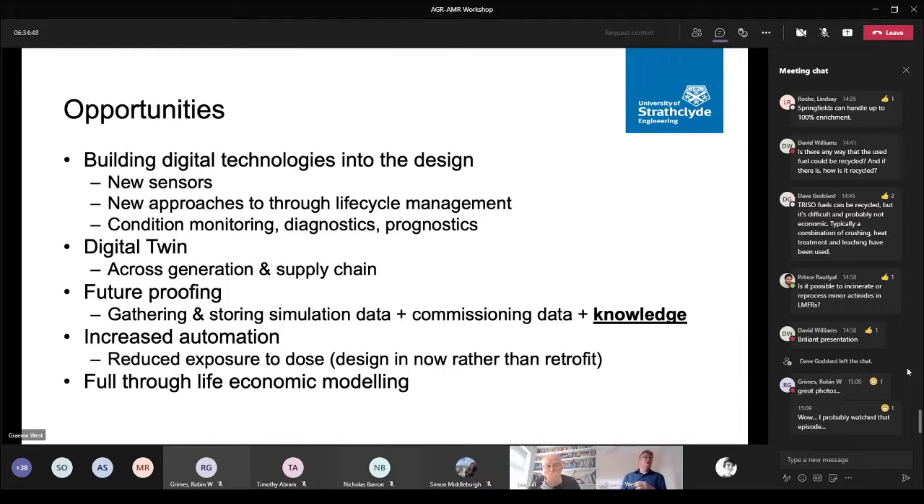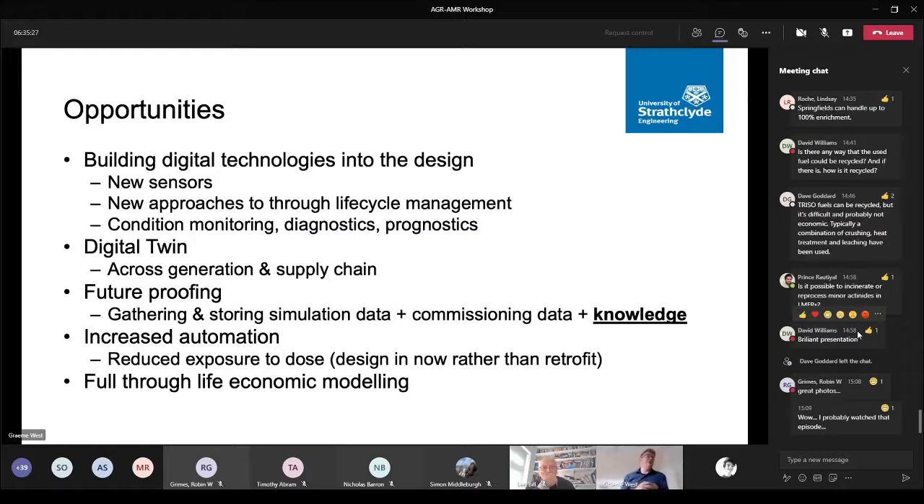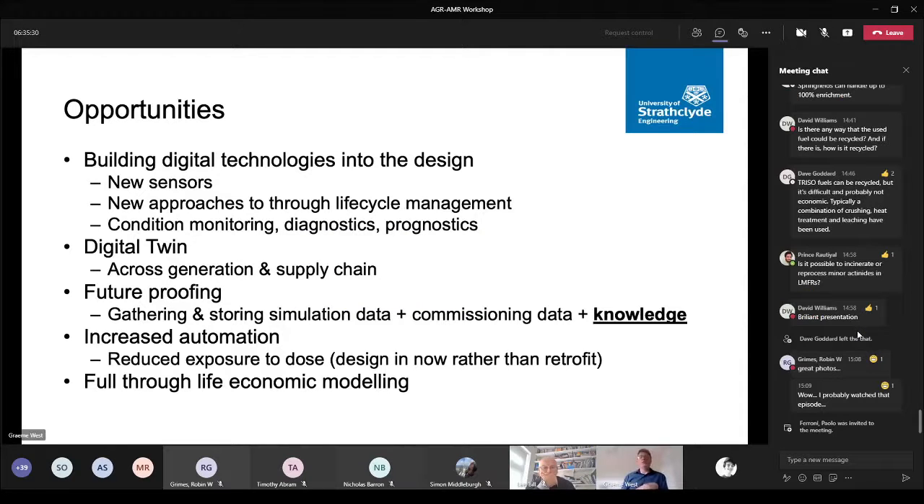Okay, so just to really finish off, there are a number of opportunities that I can see, and one is building technologies into the design, into the full life cycle of the process. So that's everything from the new sensors to the new ways of storing the data itself. A few of the previous presentations spoke about the need to capture that underlying knowledge as well as just the data, and having a common way or a common platform to allow you to exchange that information, I think is going to be incredibly valuable.